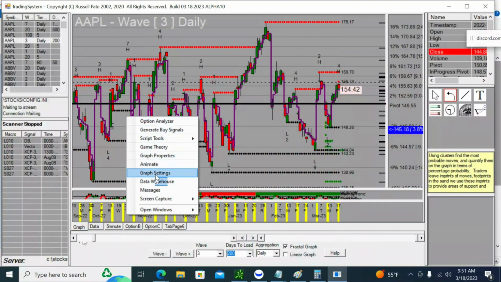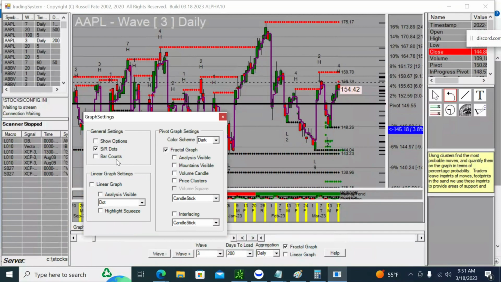And then bar counts is just the actual number of days. And then the show options, I need to fix this again. Yahoo broke the data feed, they changed the stuff, and I need to fix that one to get that back running.